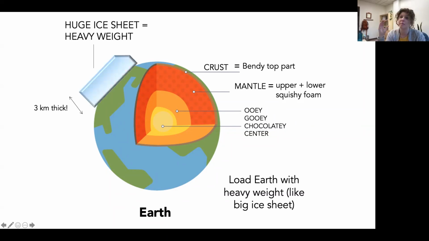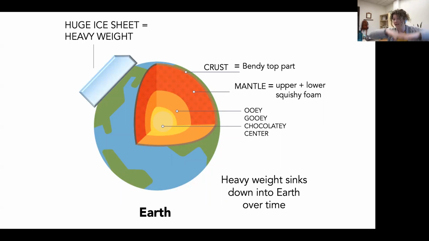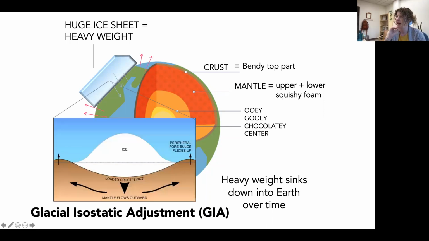If we put a heavy weight like an enormous ice sheet, in this case, it's 3 kilometers thick, which is how thick the North American ice sheets were around their thickest, the same thing will happen as when we load the mattress. So the heavy weight will sink down into the Earth over time. And so this is a little cartoon of this process of glacial isostatic adjustment. As the ice sheet sits on the Earth's crust, it will actually push mantle out from beneath the ice sheet and cause that mantle to flow outward to the periphery of the ice sheet, which then becomes uplifted.